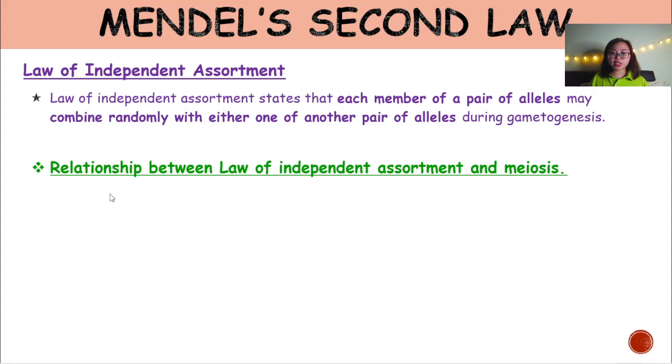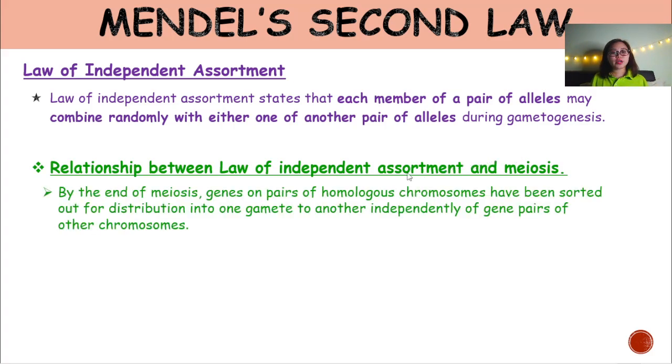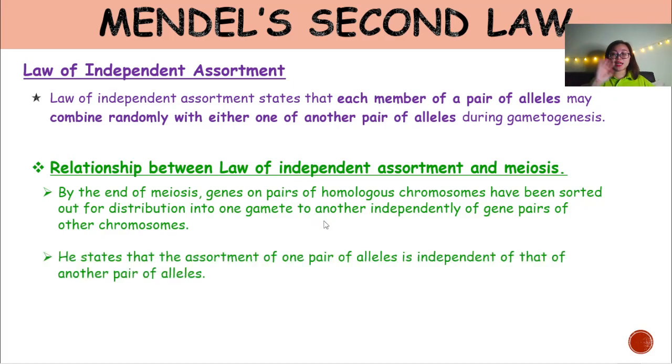And we also talk about the relationship between law of independent assortment and meiosis. Zaman Mendel dia tidak tahulah macam mana proses meiosis itu, tapi sekarang kita gabungkan teori Mendel dengan apa yang kita tahu. Okay, what we know is by the end of meiosis, the genes on pairs of homologous chromosomes have been sorted out for distribution into one gamete to another independently of gene pairs of other chromosome. Ini lebih kurang apa yang saya cakap tadi. Gene pada kromosom yang berbeza tidak akan mempengaruhi posisi gene pada kromosom lain. Diorang sendiri-sendiri, tidak kacau, tidak ganggu, tidak mempengaruhi.